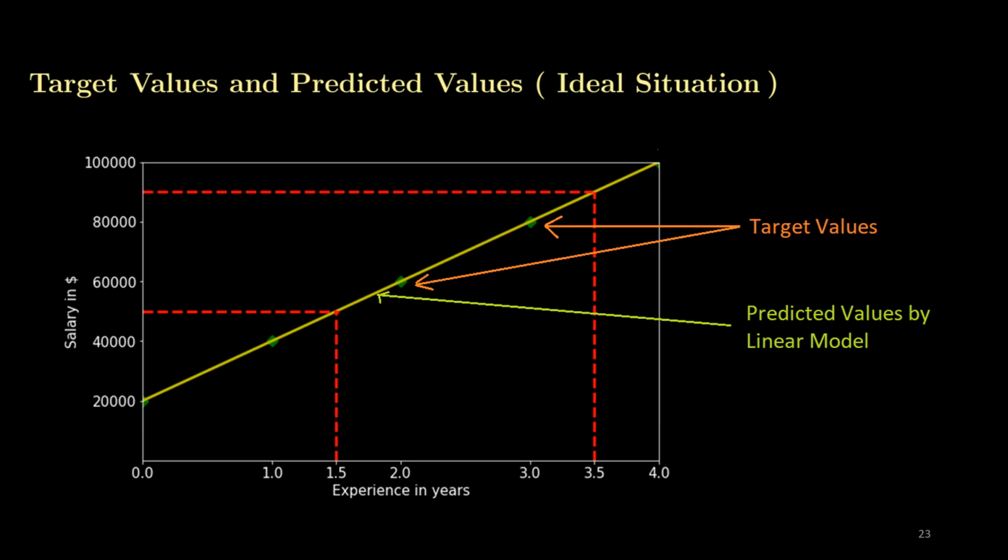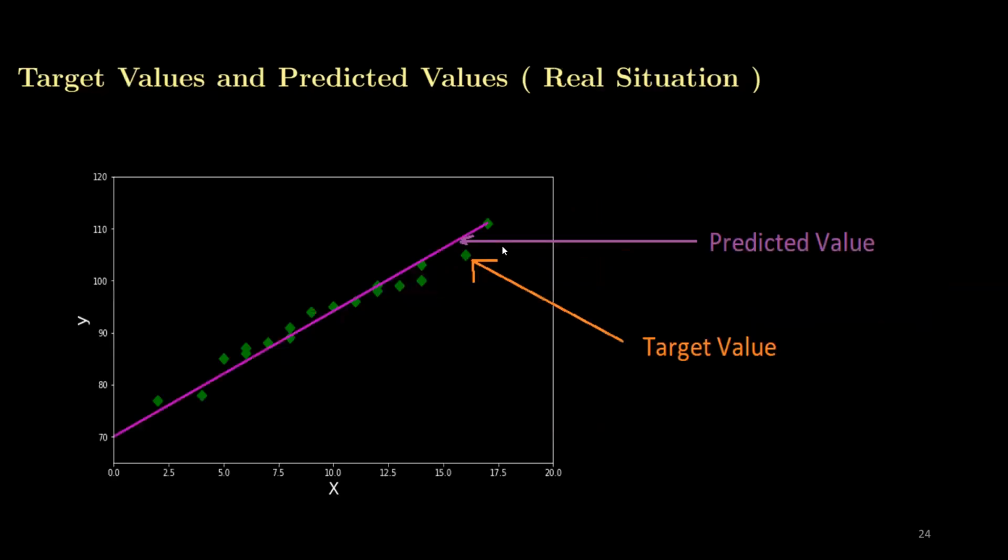The case where the target values and the predicted values are the same will be considered an ideal situation. In the ideal situation, there will be no error and the accuracy of the model will be 100%. So this is the ideal scenario in which all the predicted values are equal to the target values. But here is the real situation. In the real situation, we can see that all the predicted values are not equal to the target values. These green dots are our target values, and this straight line is providing us the predicted value.